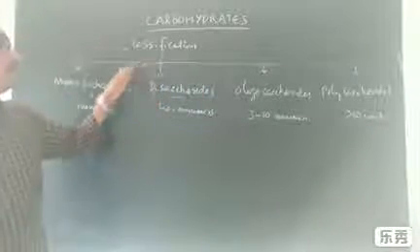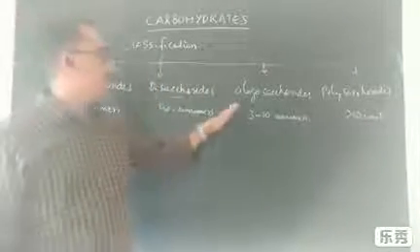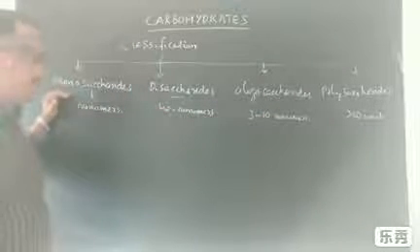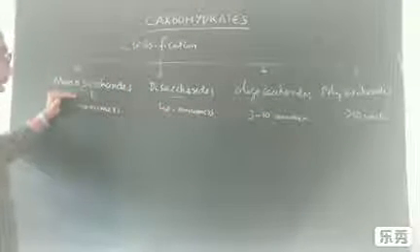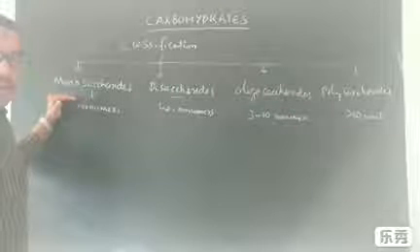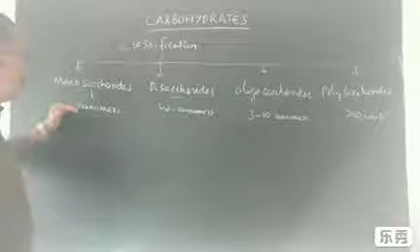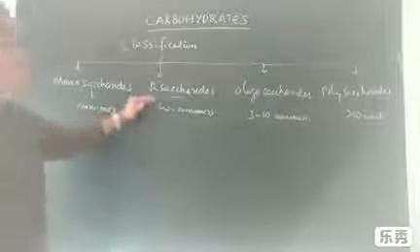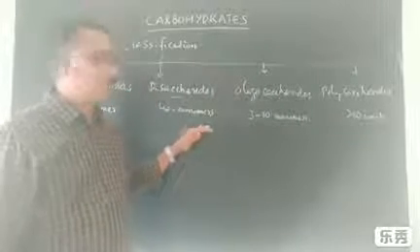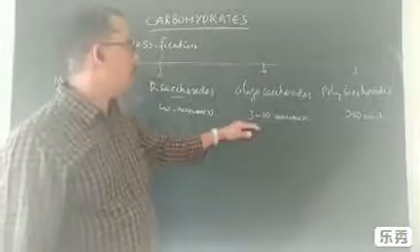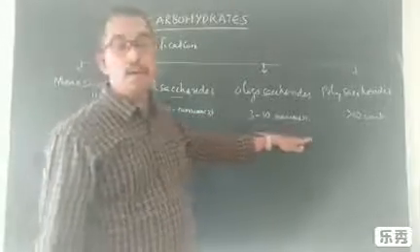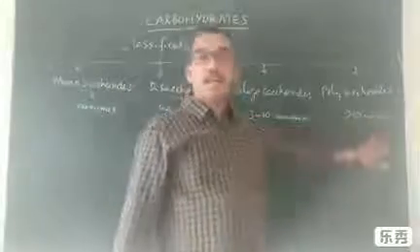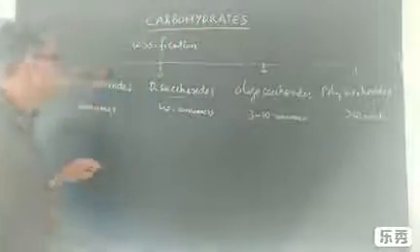So, carbohydrates are classified into monosaccharides, disaccharides, oligosaccharides, and polysaccharides. Monosaccharides are the simplest form of carbohydrates which cannot be further hydrolyzed, containing only a monomer. A disaccharide contains two monomeric units, an oligosaccharide contains 3 to 10 monomers, and a polysaccharide contains more than 10 units.